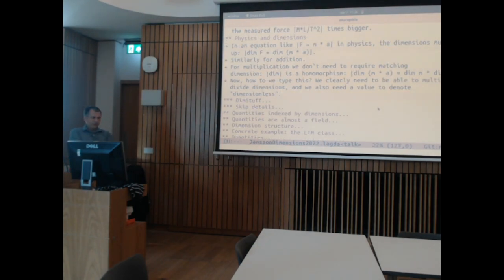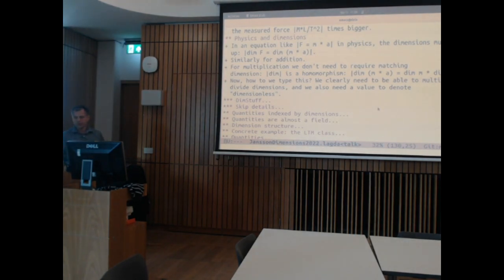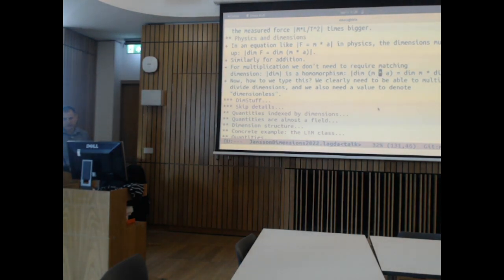So when we have an equation like the classical force equals mass times acceleration in physics, the dimensions must match up. If you have this dimension function which takes a quantity and just extracts its dimension, then the dimension of F should be equal to the dimension of m times a. Similarly for addition, subtraction, and so on, you have to keep the dimension constant in the expression. But for multiplication itself, we don't have that. As you know, if you multiply a length by a length, you get an area. So we actually also multiply the dimensions. We have a homomorphism here. The dimension of m times a is the dimension of m times the dimension of a.